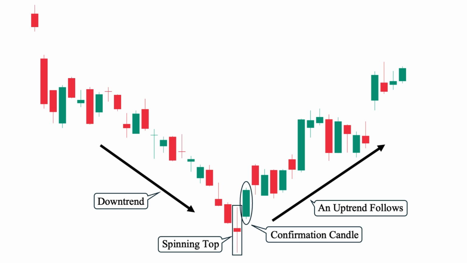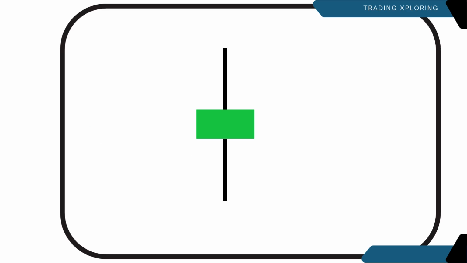Example: a bullish spinning top forms at a key support level. The next candle is a large green bullish candle. This setup can be a buying opportunity. Bearish spinning top. A bearish spinning top is a candlestick pattern that signals indecision in the market after an uptrend, often suggesting a potential bearish reversal.